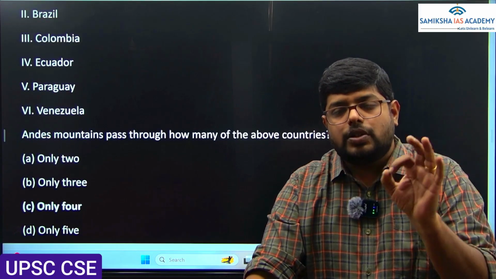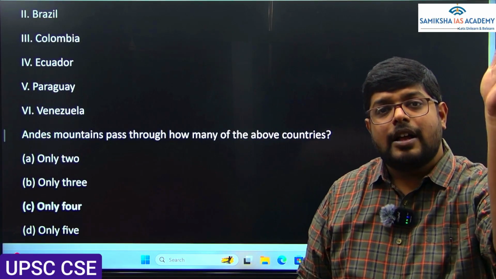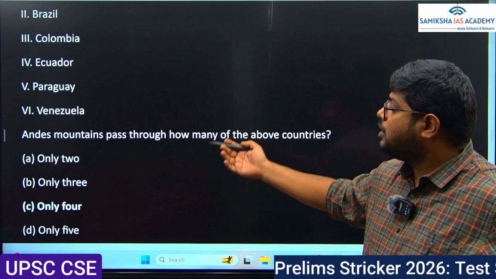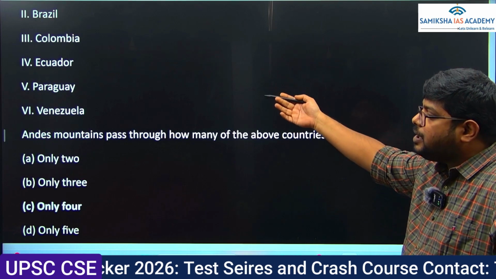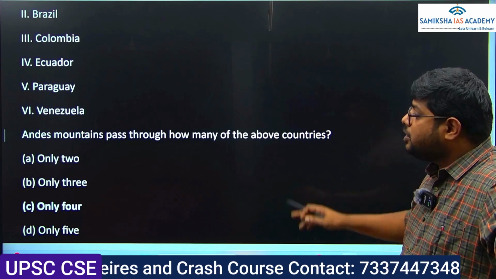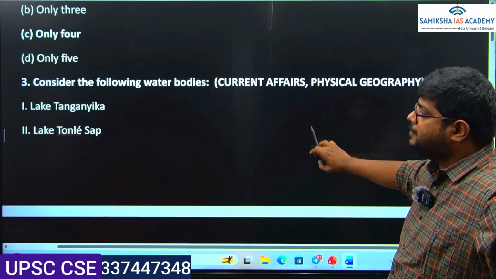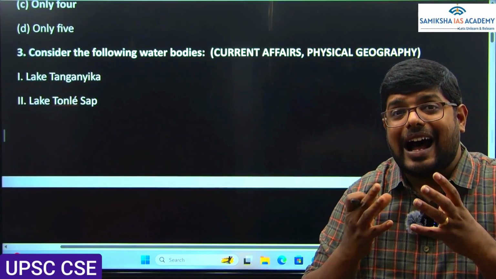If we do this exercise, this question is very easy, because the Andes passes through the western margin of South America. When the Andes is passing through the western margin of South America, it is very easy. Which countries come in the western margin, which countries don't come in the western margin? So it is a very basic question. See the third question. Now here is where UPSC tricks are unveiled, right?